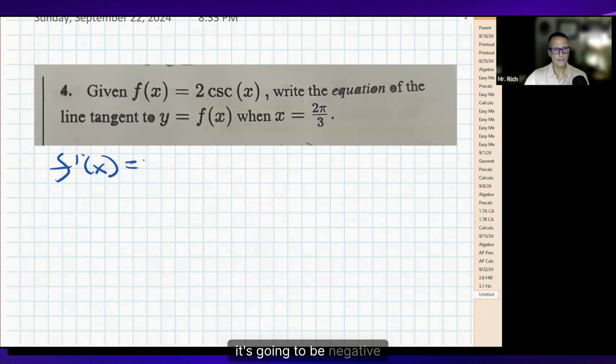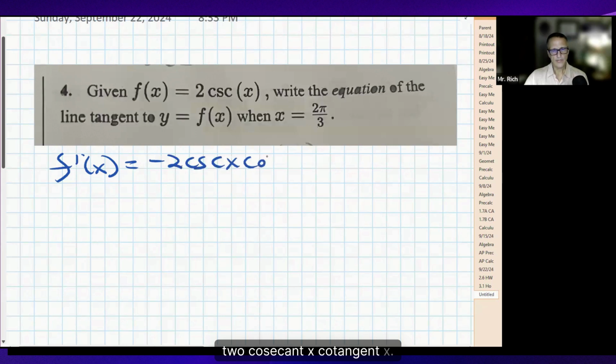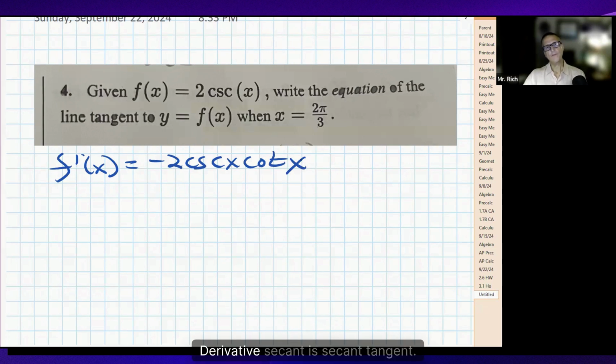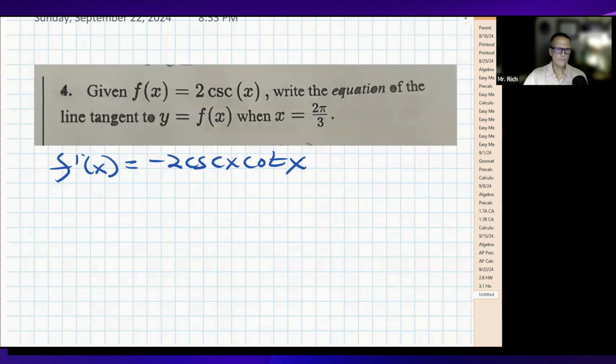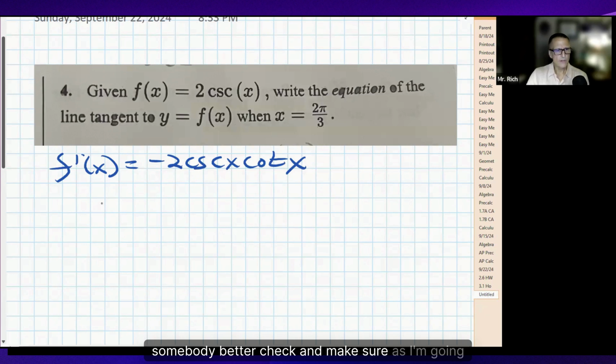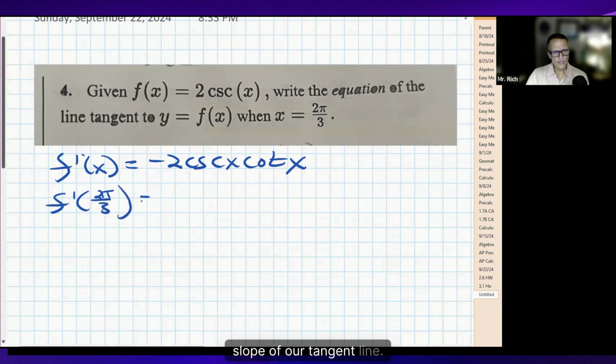Now, what's the derivative of cosecant of x? Well, it's going to be negative 2 cosecant x cotangent x. I hope I got that right. Cosecant, derivative secant. Oh, wait a minute. Yeah, derivative of secant is secant tangent. Therefore, the derivative of cosecant is negative cosecant cotangent. So that's the derivative. If that's not right, somebody better check, because I'm proceeding assuming it's the right derivative. Then I'm going to evaluate it to get the slope of our tangent line.